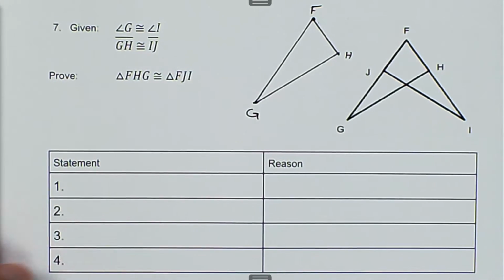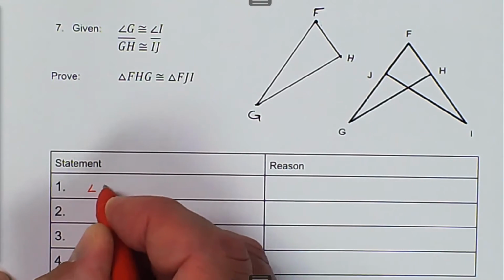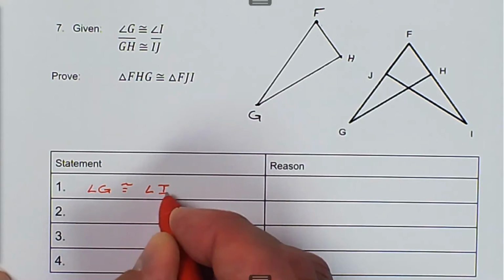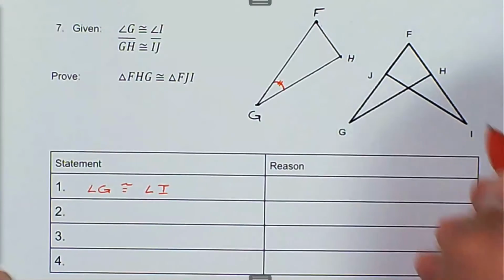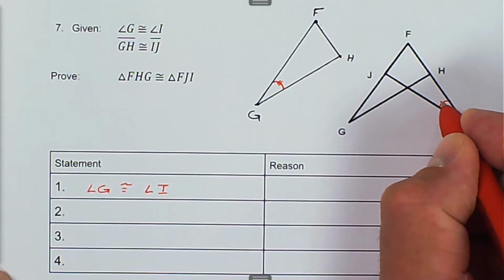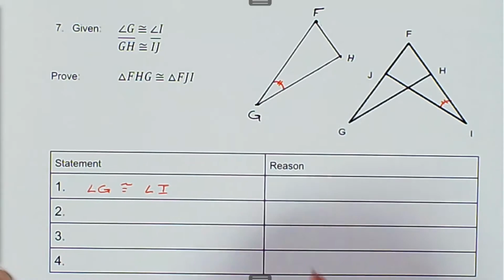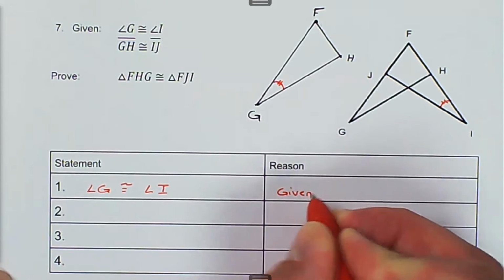So then once we have it retraced, then we'll go right into given information and writing things down like that. So angle G is congruent to angle I. So here's angle G that's congruent to angle I. And we can see right here, G and I match up, so that makes sense. And the reason we can write that is given.